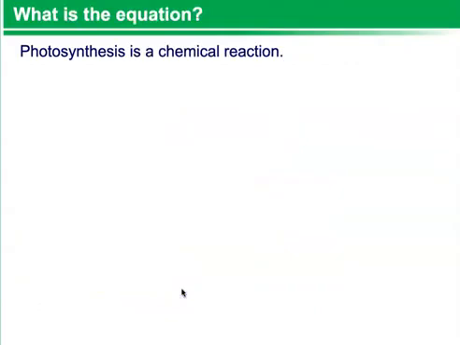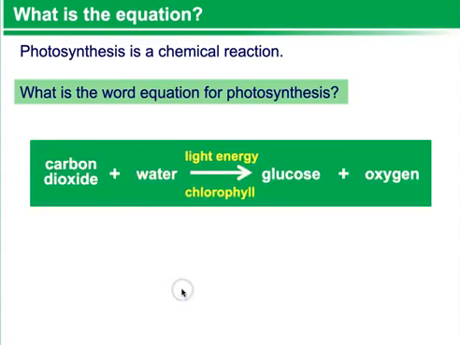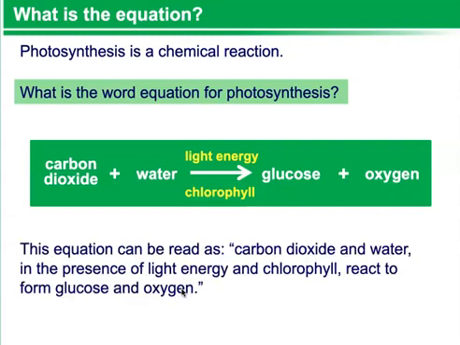So what's the equation for photosynthesis? Photosynthesis is a chemical reaction, and so we can use a word equation to explain it. Plants take in carbon dioxide from the atmosphere and water from the soil. They use light energy and chlorophyll to produce glucose and oxygen. This equation can be read as carbon dioxide and water, in the presence of light energy and chlorophyll, react to form glucose and oxygen.